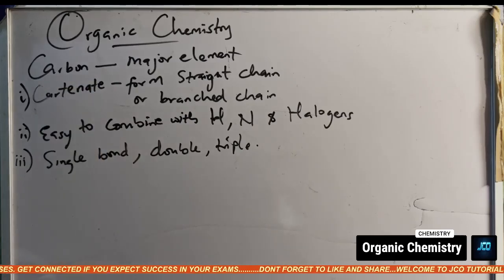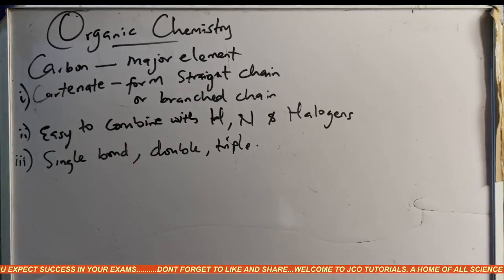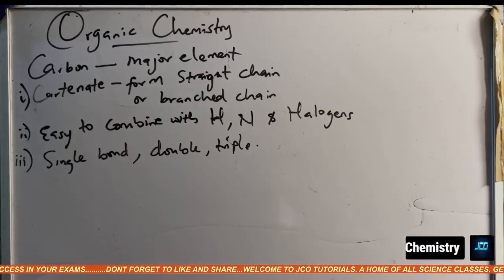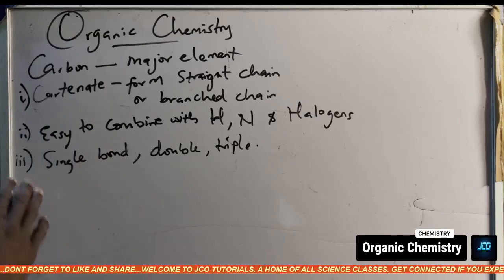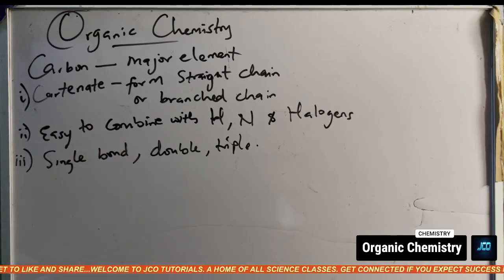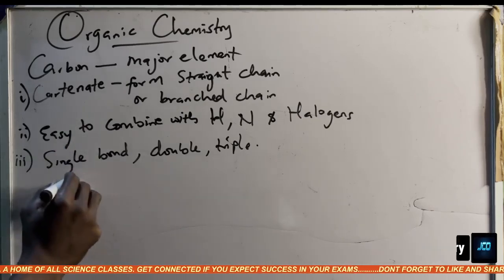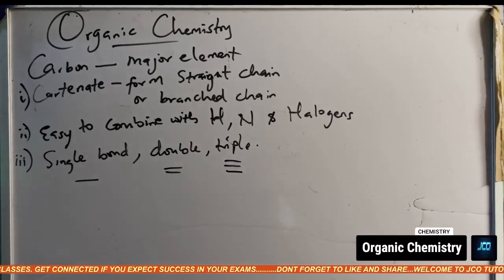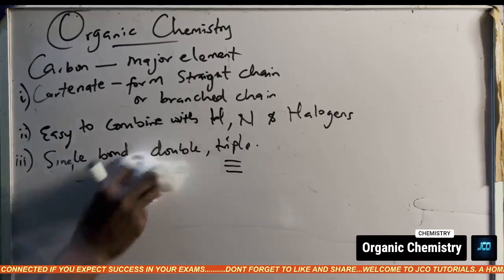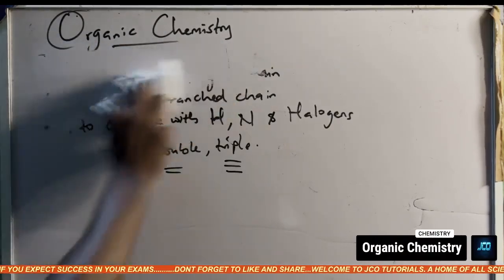So these are three reasons why we use carbon as the major element in organic chemistry. One, it has the ability to catenate, that's to form straight or branch chain. Two, it has the ability to easily combine with hydrogen, nitrogen, and halogens. Three, it can easily form single bond, double bond, and triple bond. By the way, a single bond is a single line, a double bond is a double line, and a triple bond is three lines. There are some basic terminologies that we use in organic chemistry.